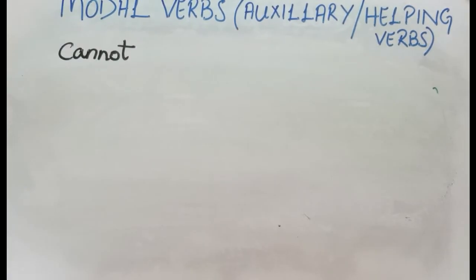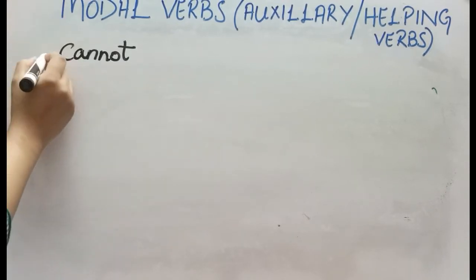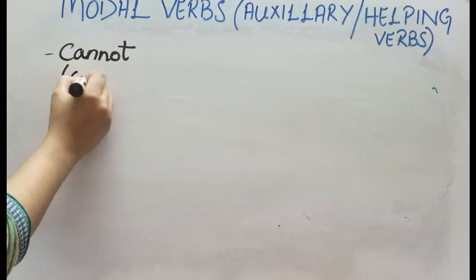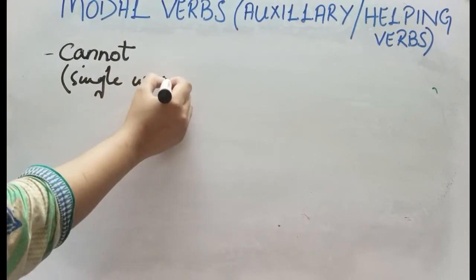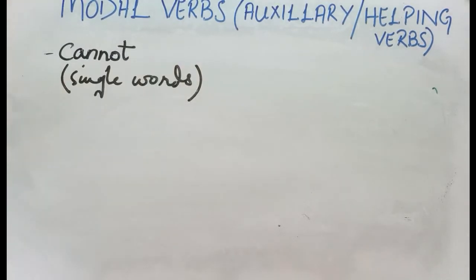All the above modal verbs which I just mentioned had two words in them, like can, may not, might not, should not, must not. They are all two words. But remember one thing, cannot is just a single word. With other words they become two words, but cannot is a single word. Remember this. I hope you have understood the rules.